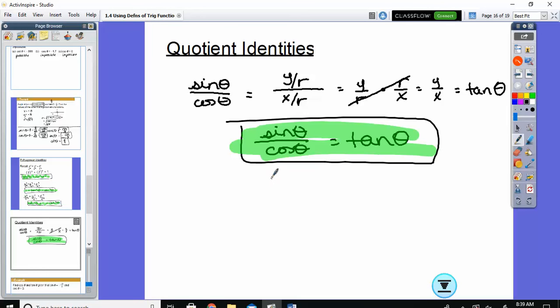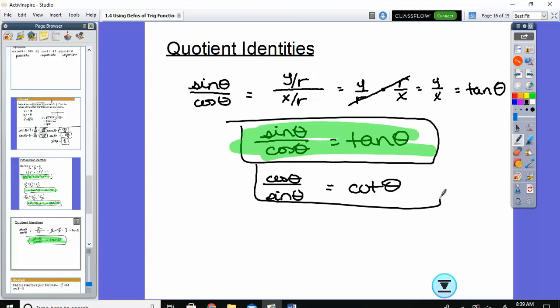So if sine divided by cosine is equal to tangent, what would be cosine divided by sine? Probably cotangent. Yeah, because it's the reciprocal, and the reciprocal of tangent is cotangent. So those are the 2 quotient identities. Questions here?